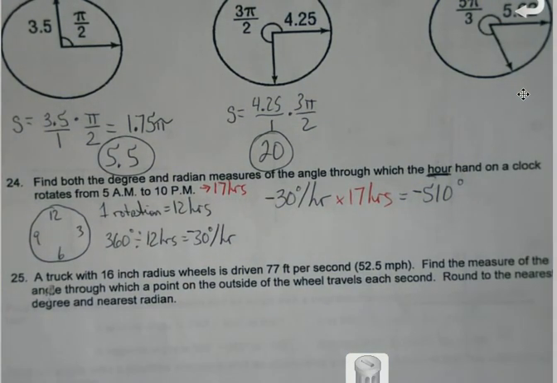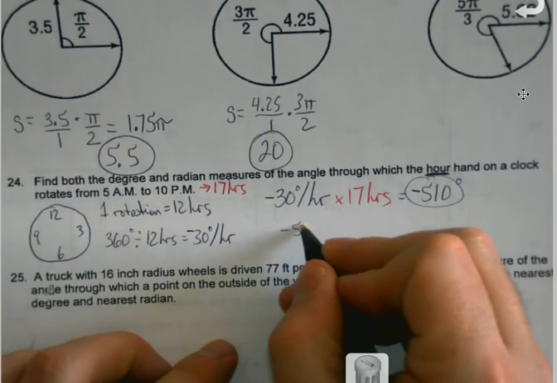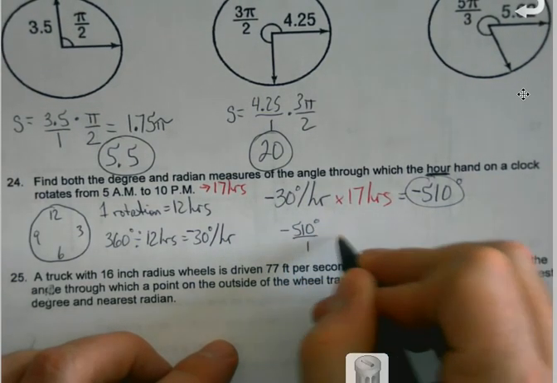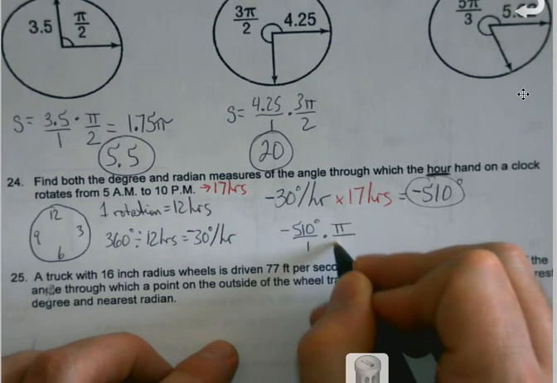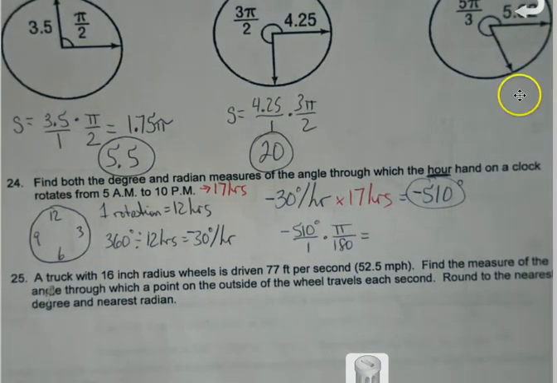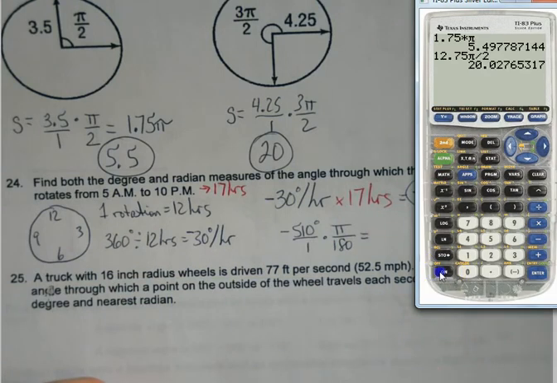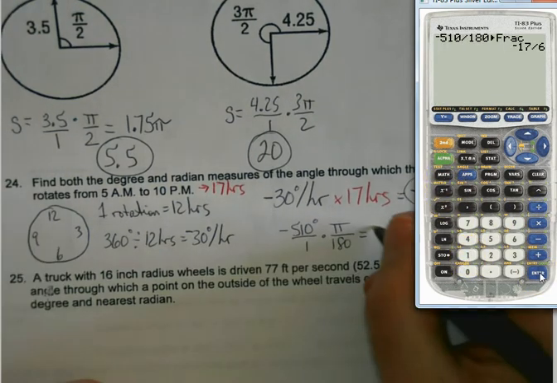And then it also says to put it in radian measure. So I've got 510 degrees, negative 510 that is, times pi over 180. And again, just take the coefficients and reduce that part as far as you can.